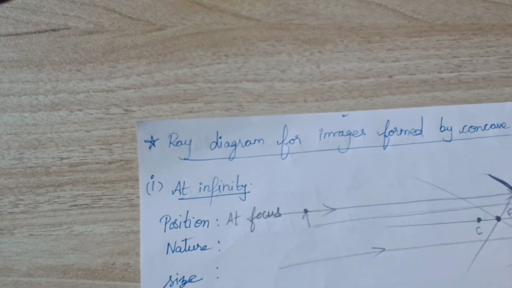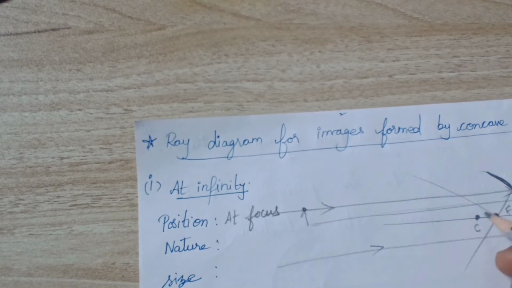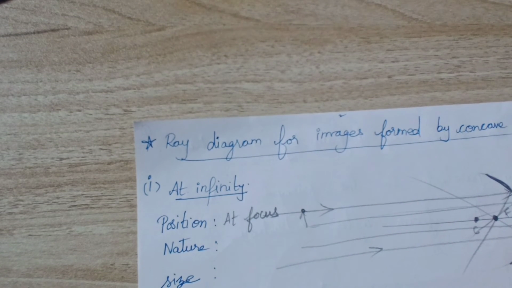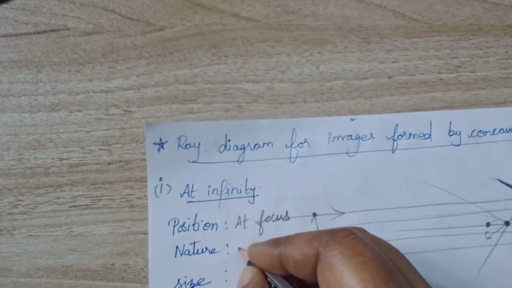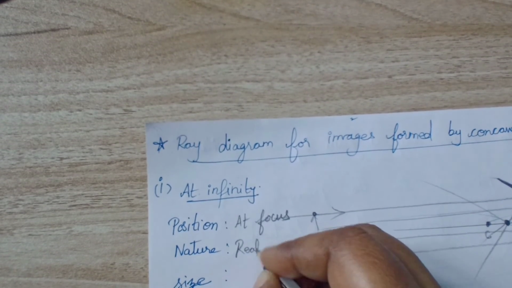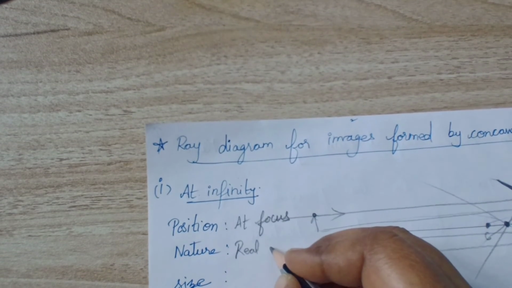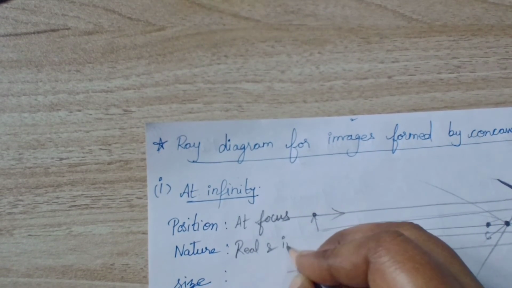So it will be reflected back here like this. You can draw so many parallel lines like this and they will be reflected back. You will get a real image, and the head will be placed here. It will be real and inverted.